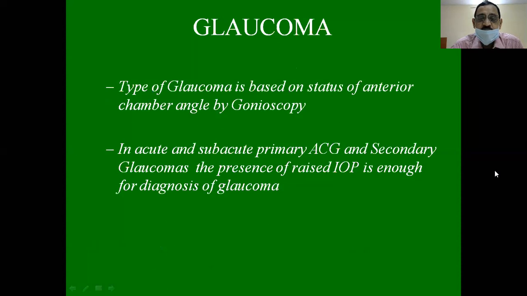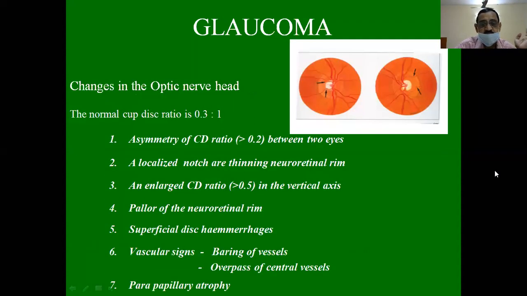Types of glaucoma, as I have already mentioned, are based on the status of the angle of the anterior chamber. In acute and subacute primary angle closure and the secondary glaucomas, the presence of raised intraocular pressure is sufficient for the diagnosis of glaucoma, along with other signs of angle closure.